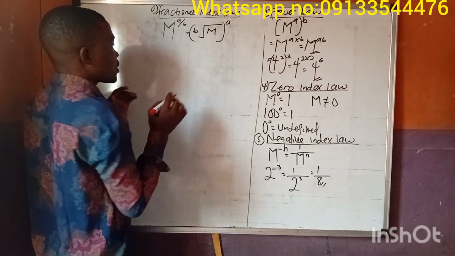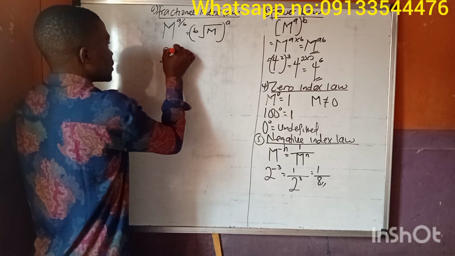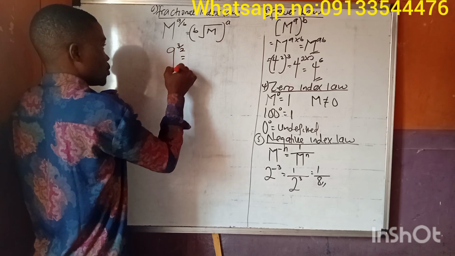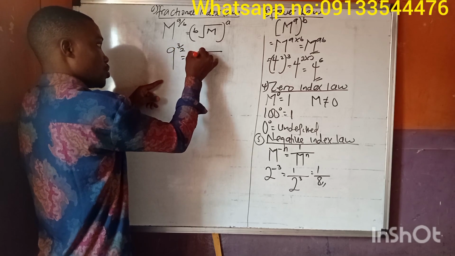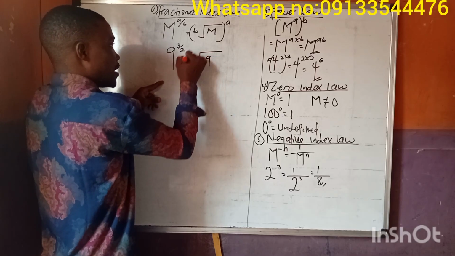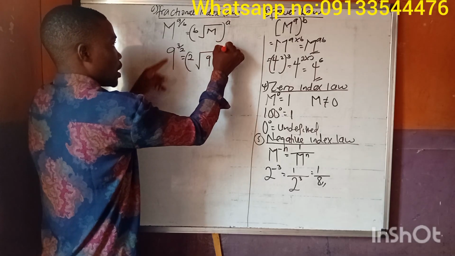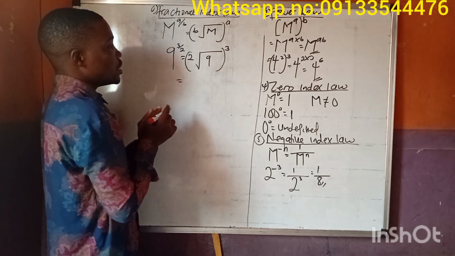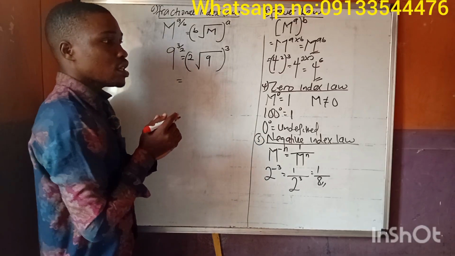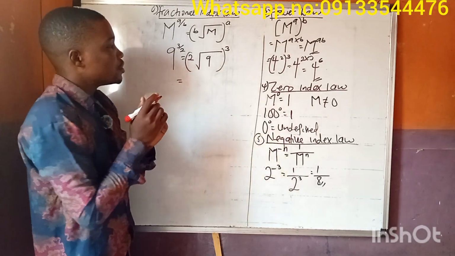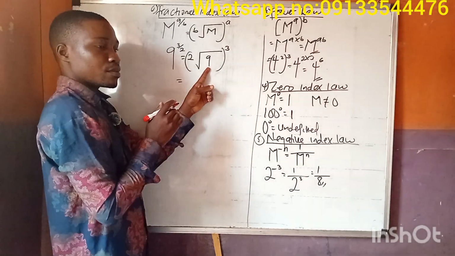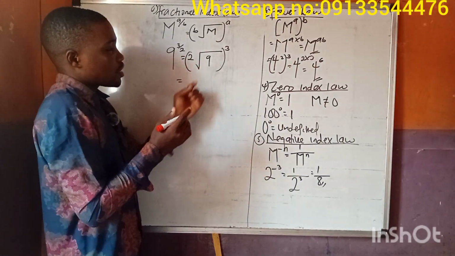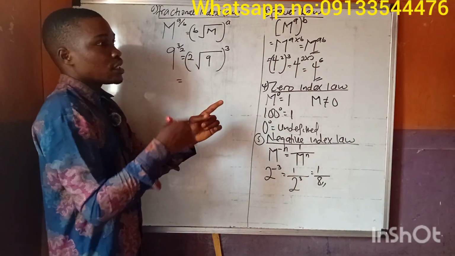Let me use a value so I can understand. If we have 9 raised to power 3 over 2, this denominator will come here as the root, then everything should be in the bracket raised to the power of the numerator, which is 3. Now we have to look for a number which, if we multiply it by itself, we will have 9. Let's see. 2 times 2, 4. No. 3 times 3, that's 9.